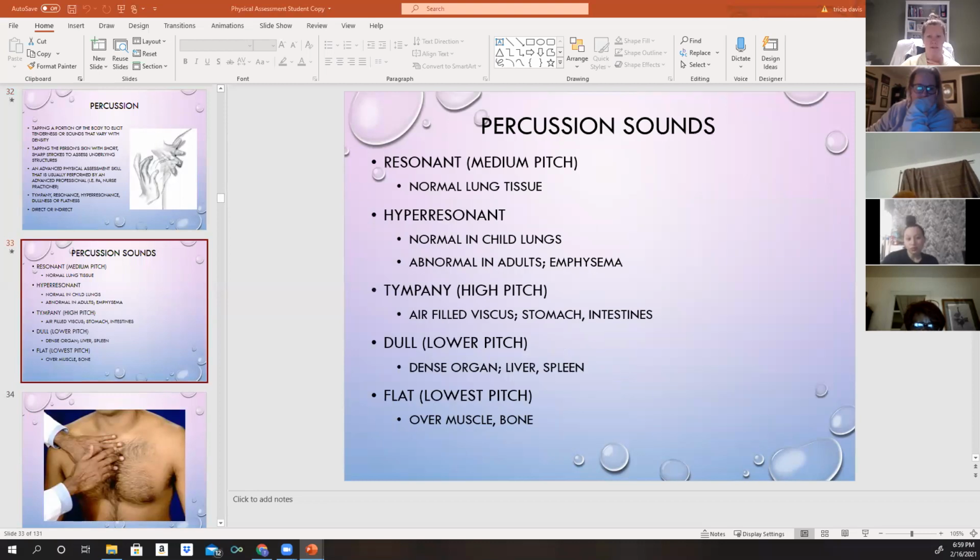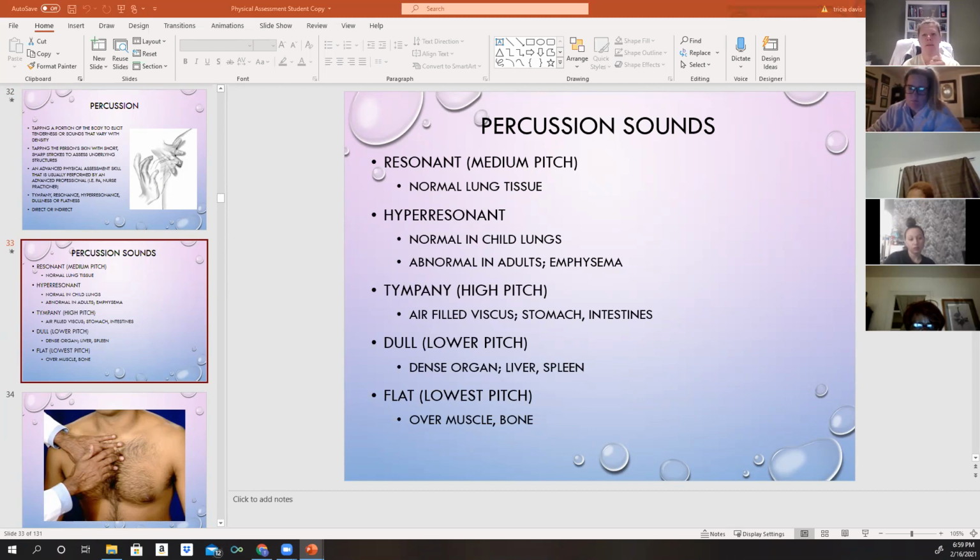So what do those sounds mean? So resonant is a medium pitched sound. And the only way you're ever going to be able to associate these sounds is if you do them. And it comes with a lot of practice. So unless you are an advanced practitioner, you're never going to do these sounds as a nurse.